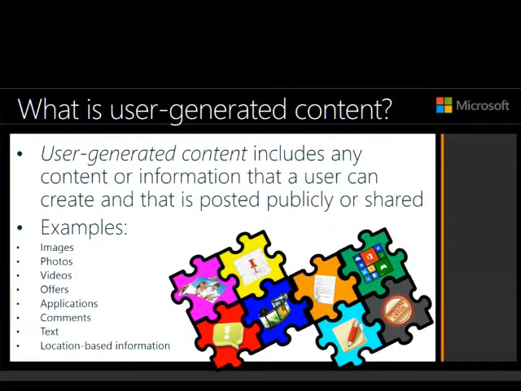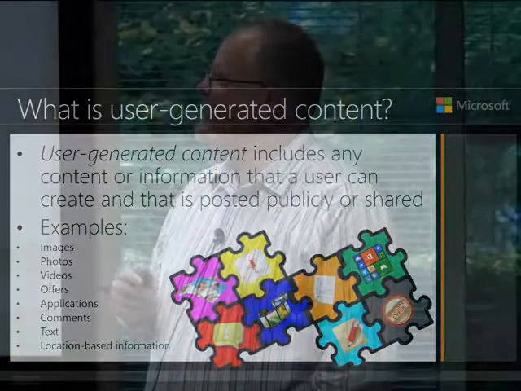And user-generated content includes any content or information that a user can create that is posted publicly or shared. So for example, images, photos, special offers, applications, comments, text, location-based information. There's all kinds of information. A lot of times people just think of, oh, if it's just a comment form or if it's just allowing them to post pictures or videos.